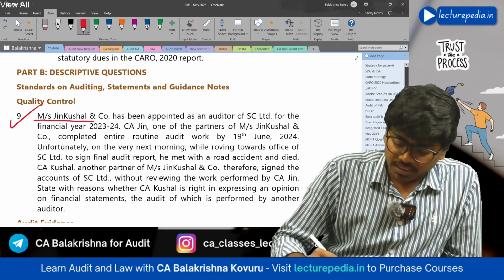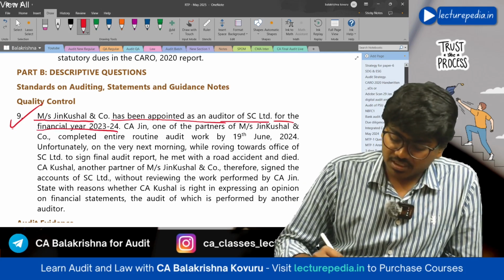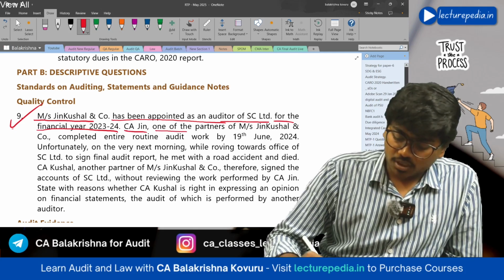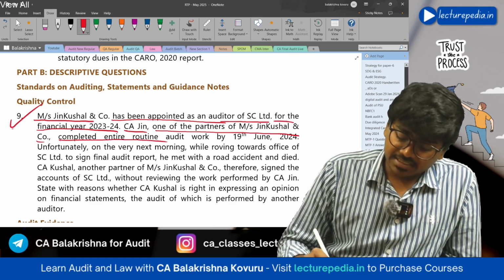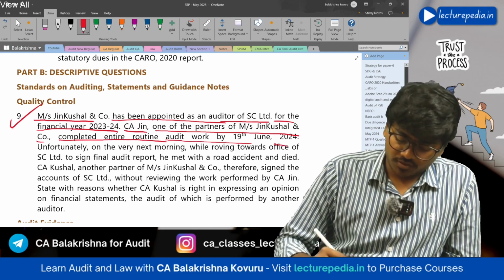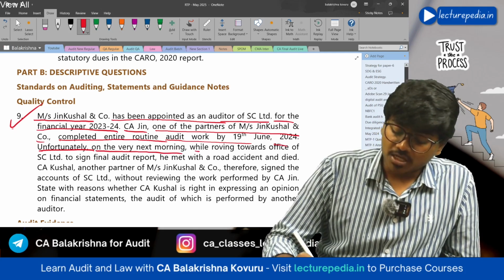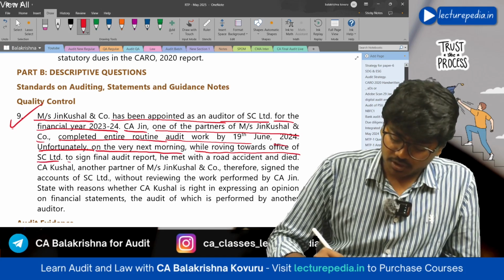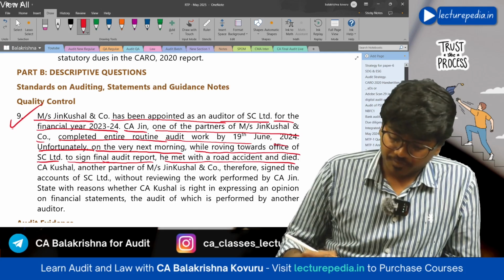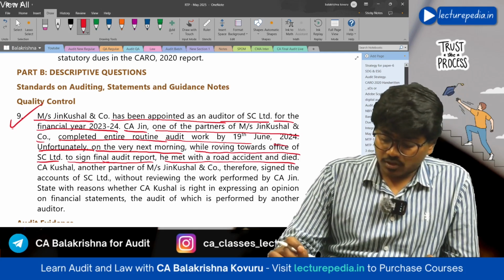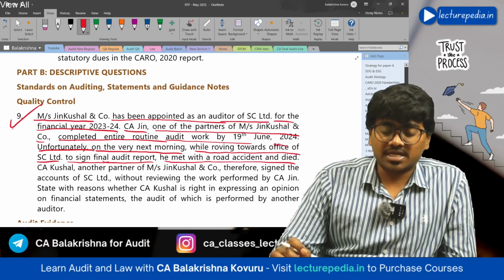Messrs Jin Kushal and Co has been appointed as auditor of SC Limited for the financial year 23-24. CA Jin, one of the partners of Messrs Jin Kushal and Co, completed the entire routine audit work by 19th June 2024. Unfortunately, on the very next morning, while driving towards the office of SC Limited to sign the final audit report, he met with a road accident and died. Okay, CA Jin, who is a partner of Jin Kushal, has conducted all the audit work of SC Limited and before signing he died.